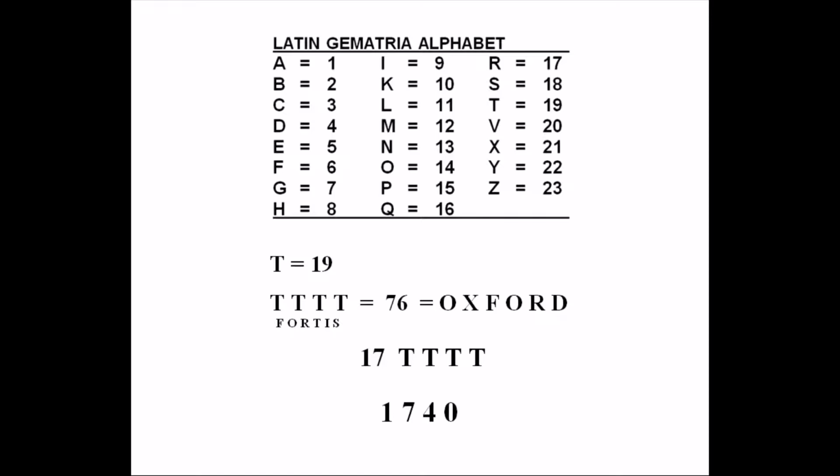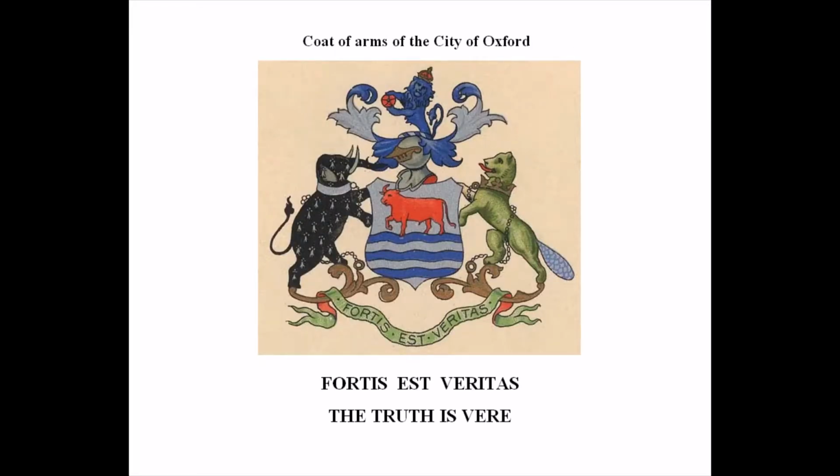Edward de Vere was the 17th Earl of Oxford. Oxford equaling 4 T's, so 1740. We can see where the name FORTIS comes from, because 4 T's has the same value as Oxford. It's interesting that the motto written on the coat of arms of the city of Oxford is Fortis est veritas, meaning the truth is strong. If we read it with Edward de Vere's name being Fortis, it says the truth is Vere.